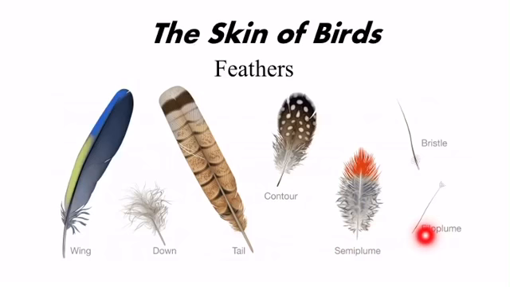Filoplume. Filoplumes are usually covered by contour feathers and are associated with nerve endings in the skin, thus serving as sensory structures. Bristles. Bristles are the simplest feathers commonly found on the head. Bristles may protect the bird's eye and face.